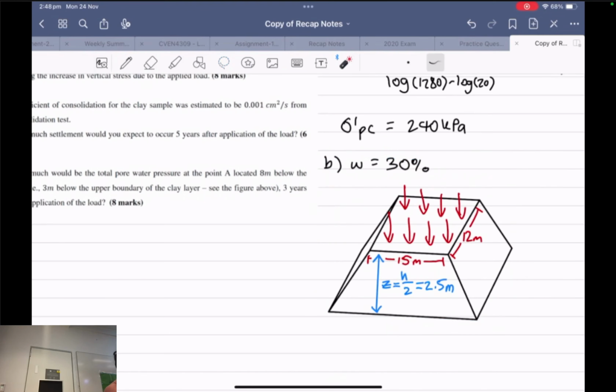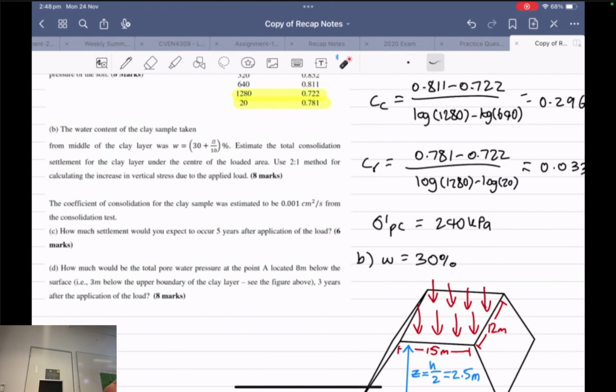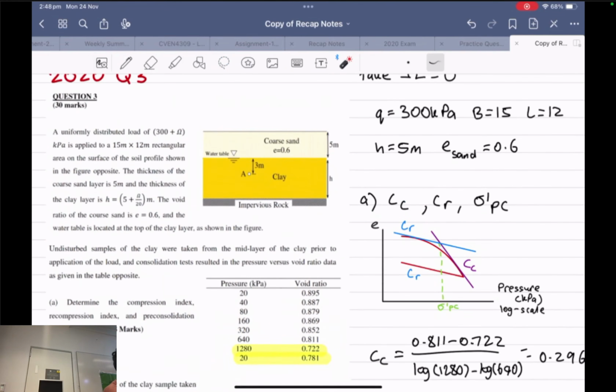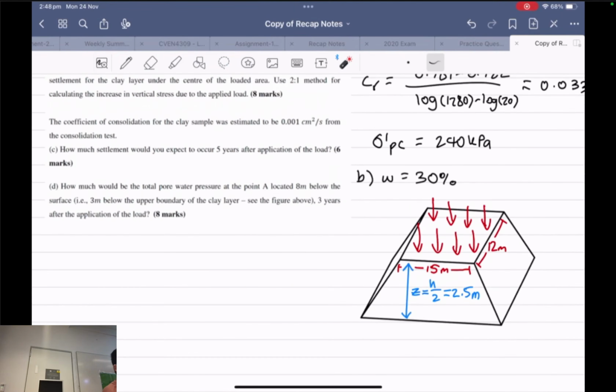So we were told that B is 15, L is 12. We have a uniformly applied load on the rectangle. And Z, which is the point that we're interested in, is at the middle of the clay layer. So we said the clay layer has a depth of H, which is 5 meters, and so the middle of the clay layer would be 2.5 meters. And so we're taking Z to be 2.5 meters.